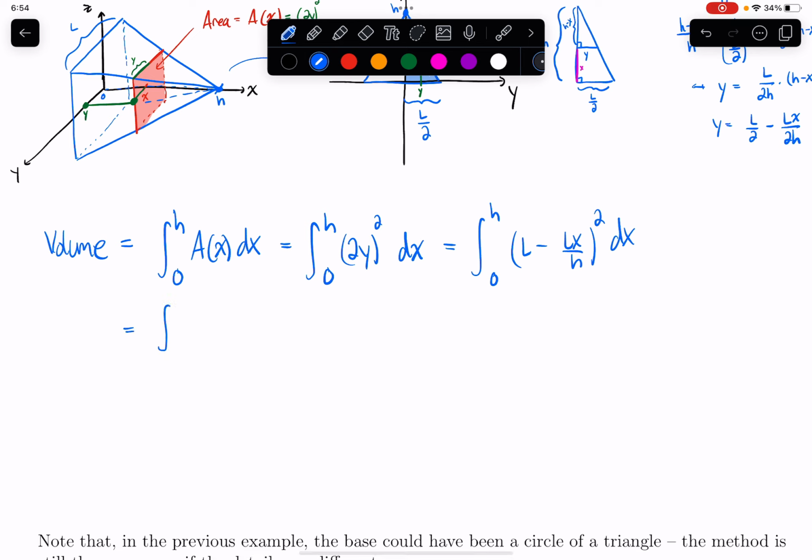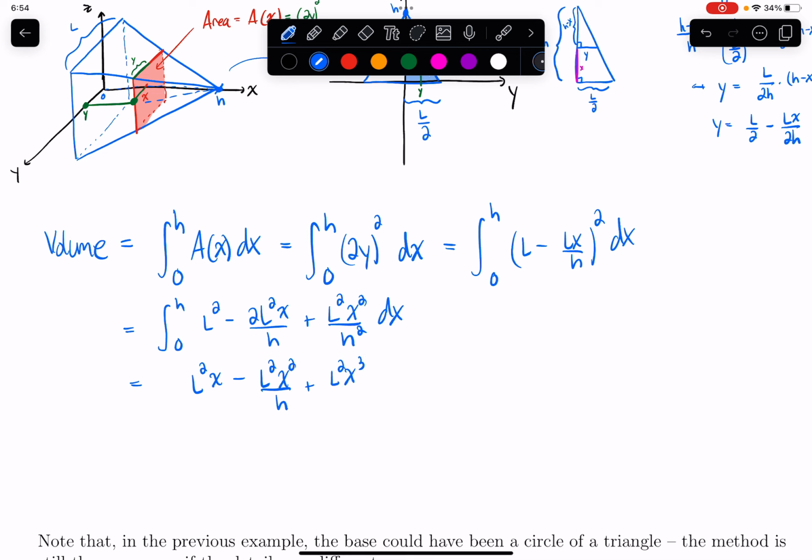So this is the integral from 0 to h. After I FOIL, I get L squared minus 2L squared x over h plus L squared x squared over h squared. Integrating all this with respect to x gives me L squared x minus, well, the 2 will cancel, so I get L squared x squared over h plus L squared x cubed over 3h squared, all evaluated between x equals 0 and x equals h. Plugging in 0 kills the entire thing, so this is just L squared h minus L squared h squared over h plus L squared h cubed over 3h squared.